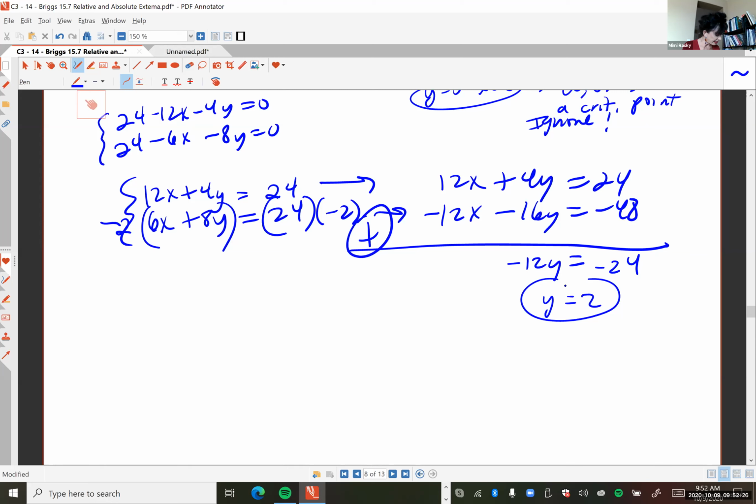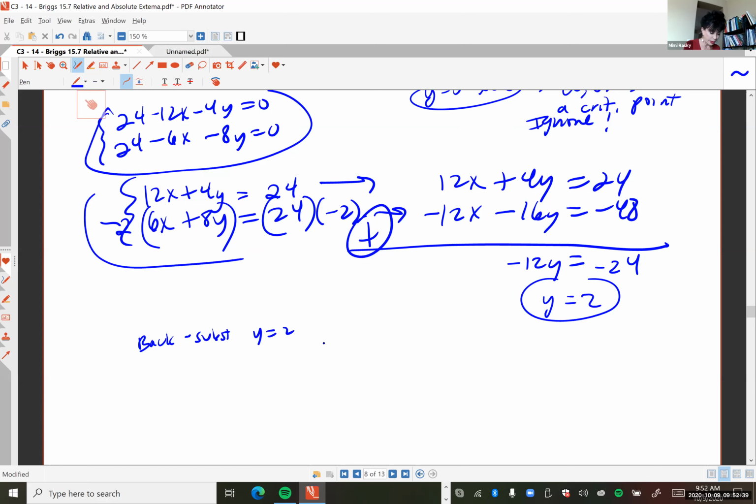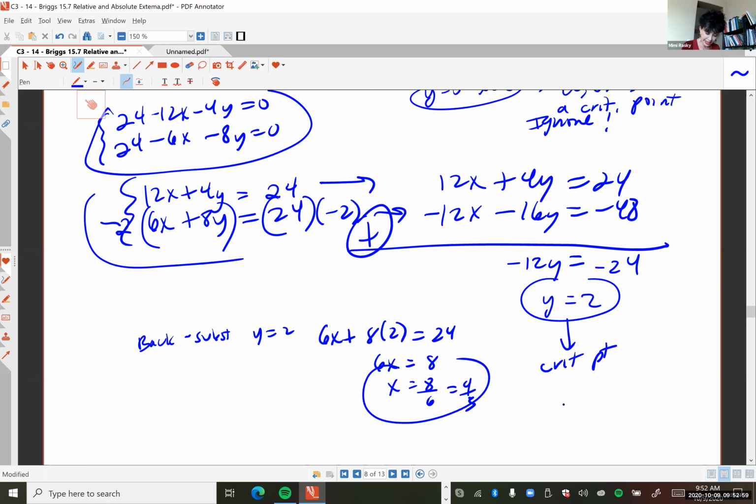Now, how do you get x? Well, I could back substitute y equals 2 into either one of these original linear equations here. Doesn't matter which one. How about the second one? 6x plus 8y, but y is equal to 2, is equal to 24. That'll give me 6x is equal to 24 minus 16, which is 8. And I get x is equal to 8/6, but that reduces to 4/3. So now the critical point that I have in hand has an x coordinate of 4/3 and a y coordinate of 2.